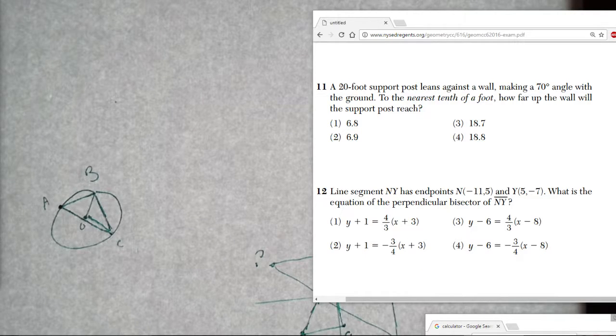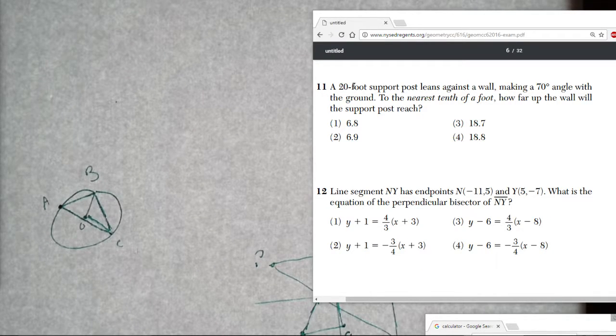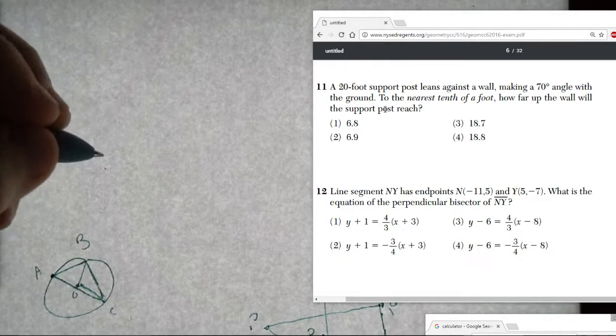Question number 11. A 20-foot support post leans against a wall, making a 70-degree angle with the ground. To the nearest tenth of a foot, how far up the wall will the support post reach? So here we go. First thing I'm going to do is draw this out.